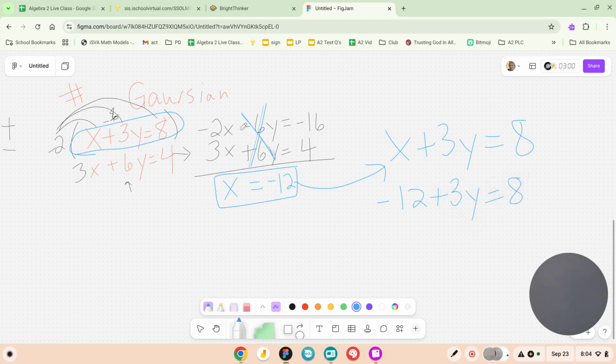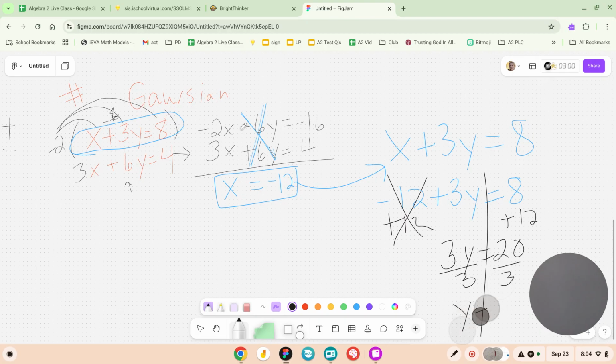So let's just now solve for y. We're just going to say plus 12, move it over, right? That's gone. 3y equals 20. Divide by 3, y equals 20 over 3. So my answer is -12, 20 over 3. That's my solution set. So that's what my x equals, and that's what my y equals. Okay, I'm not really going through the vocabulary because that's so easy to look back at.